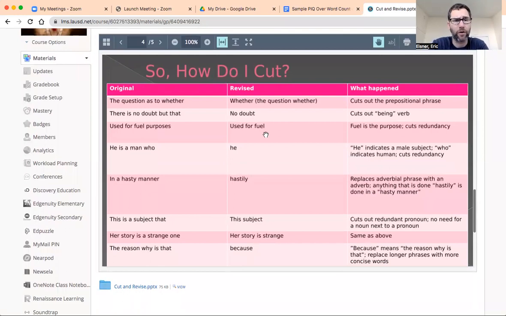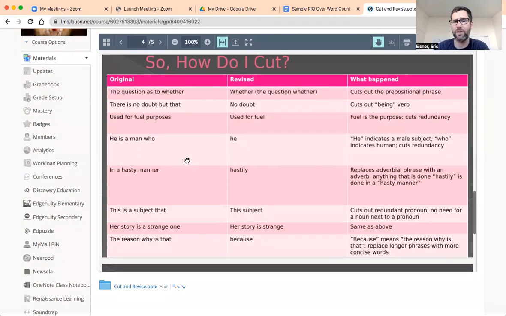So here we go. The question as to whether. This writer revised to whether. Cuts out the prepositional phrase. There is no doubt but that. Just say no doubt. Used for fuel purposes. Used for fuel. The word purposes indicates that that's the use of it, right? He is a man who, just say he, right? If you're going to follow that statement up with a description, it's implied that he's someone who does that thing.